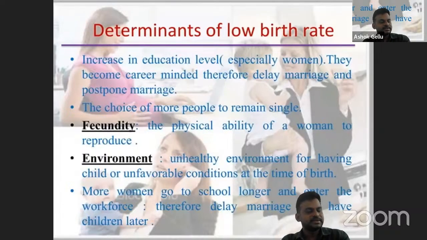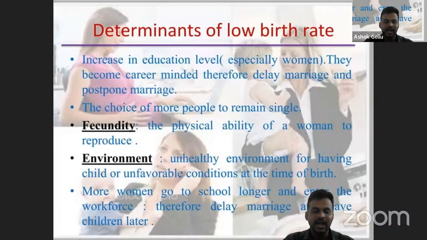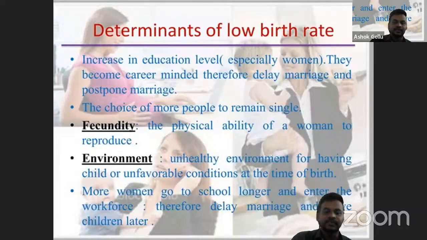Fecundity, the physical ability of a woman to reproduce, also decreases. An unhealthy environment for having a child, or unfavorable conditions at the time of birth. More women go to school longer and enter the workplace, therefore they delay their marriage and have children later.